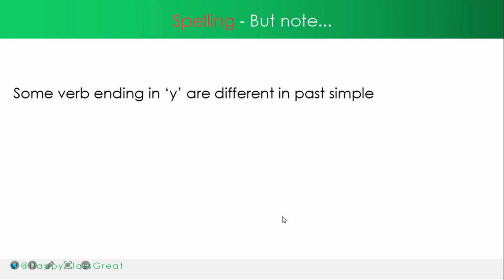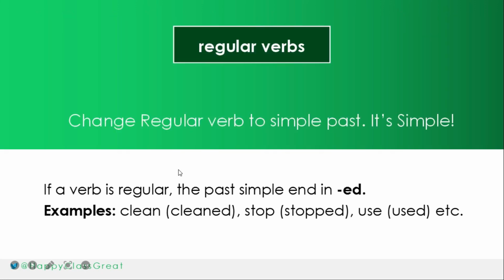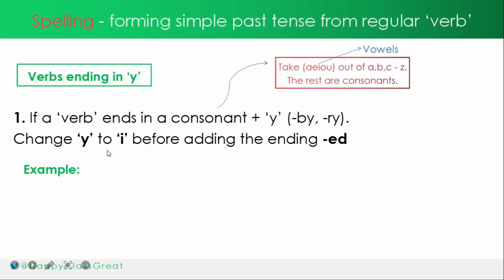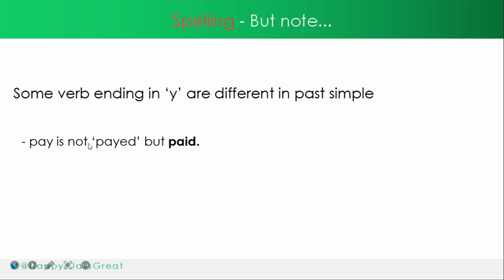Some verbs ending in y are different in their past simple, like pay. Pay is not payed, but paid. The correct spelling is paid. Consider the rule I explained earlier, that any verb that ends with a vowel plus y just takes -ed. That rule does not apply to this one. Pay does not become payed, the correct spelling is paid. That's why I write it here, so that you'll be able to understand it clearly.